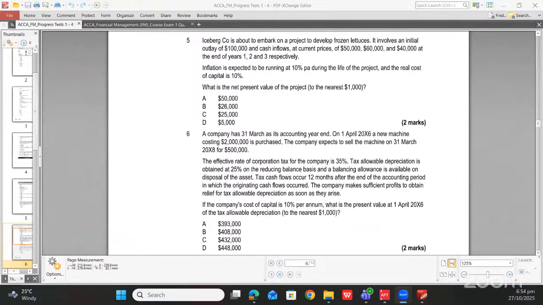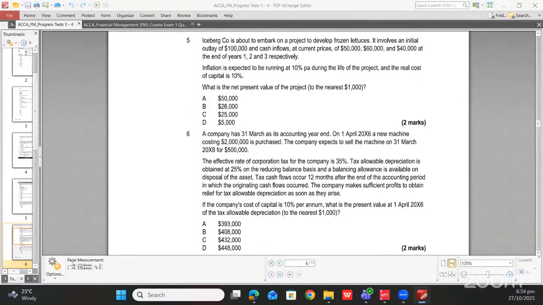What is the NPV of the project? Once we pick up the information that we have, it says they want to embark on a project. It involves an initial outlay; right now, they have to spend 100,000, right? And then they said the cash inflows at current prices are 50, 60, and 40, right? Inflation is expected to be running at 10% per annum, and the real cost of capital is 10%.